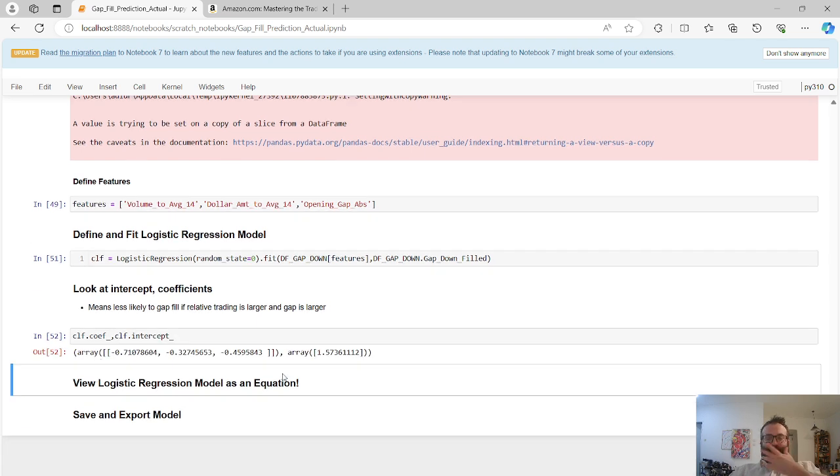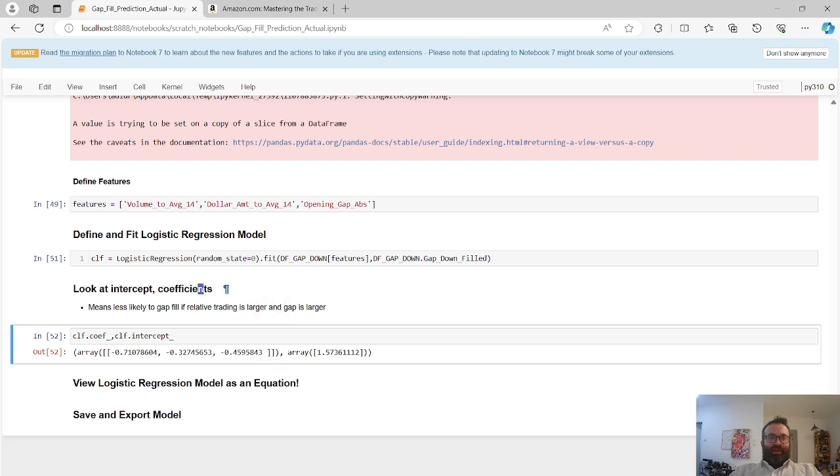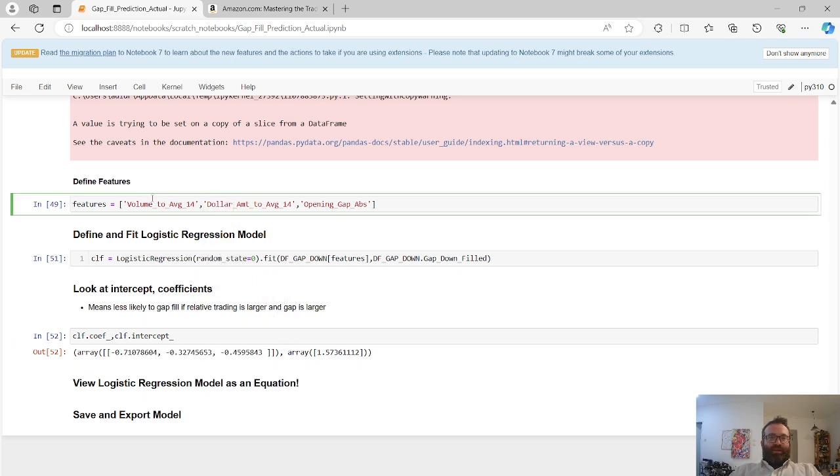So this is interesting. Number one, the intercept is 1.57, which is a positive number, which means assuming nothing, you have a high likelihood of gap fill. And then all these coefficients are negative. What does this mean? It means if the relative volume is high, or the relative dollar amount traded is high, it's less likely for the gap to be filled, meaning the gap is meaningful because there's a lot of volume that proves the gap is meaningful. And of course, if the gap is larger, it's obviously harder to fill. So these all make sense.